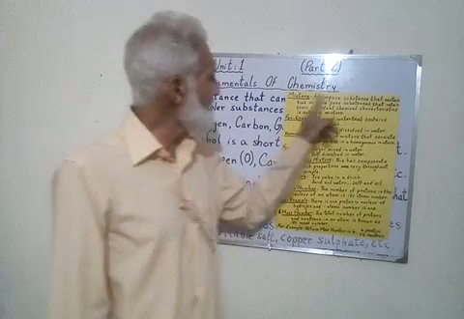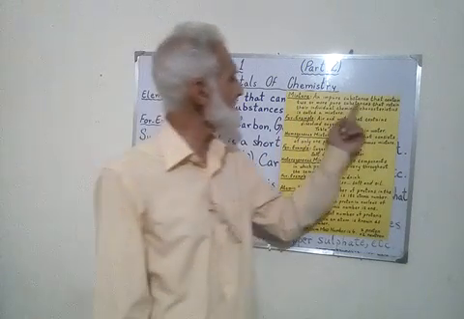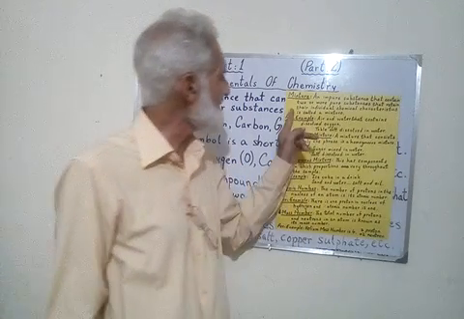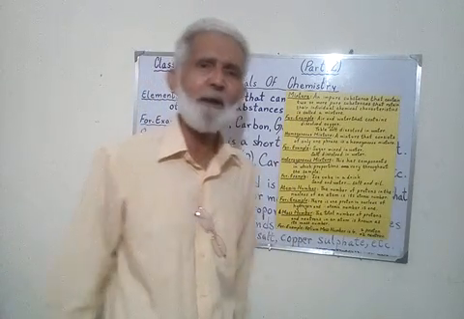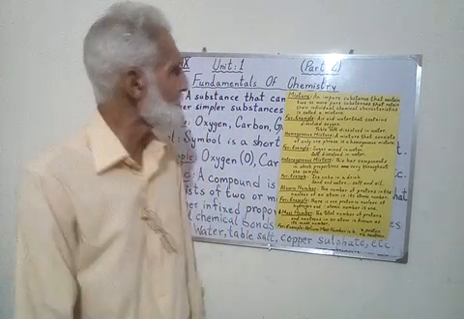Mixture, an impure substance. Compound is a pure substance. An impure substance that contains 2 or more pure substances that retain their individual chemical characteristics is called a mixture. Now 2 things are important here.